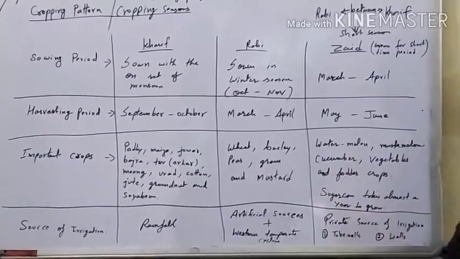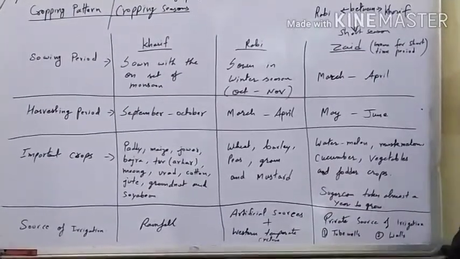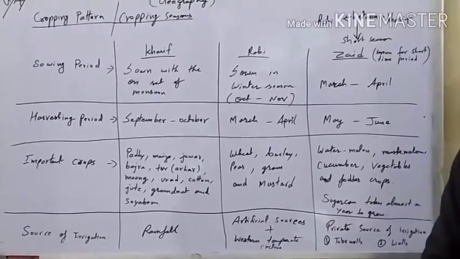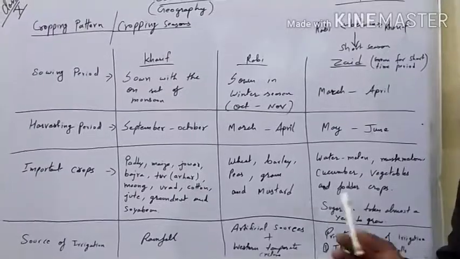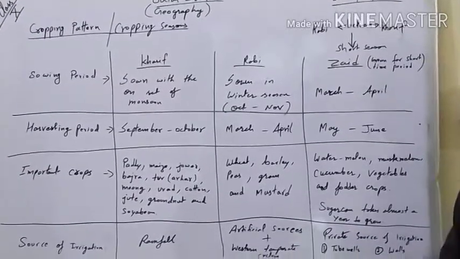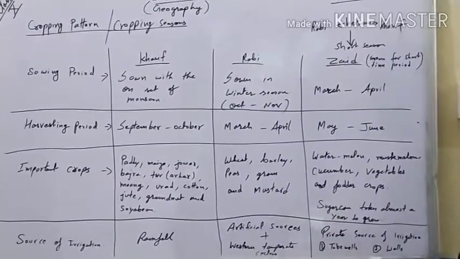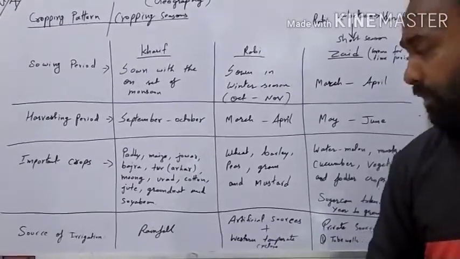Since it is a winter crop, the water sources will be reduced. The water level in the rivers and other sources will reduce. So there will be scarcity of water, in comparison to the summer season. That is why they depend upon the artificial source of water.